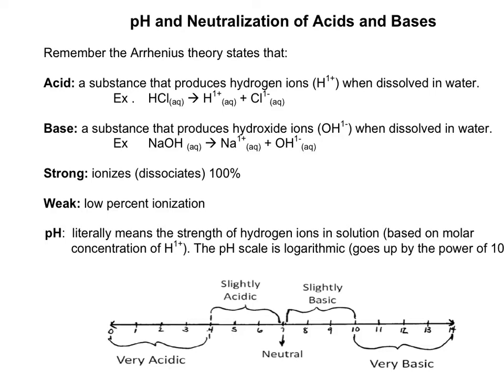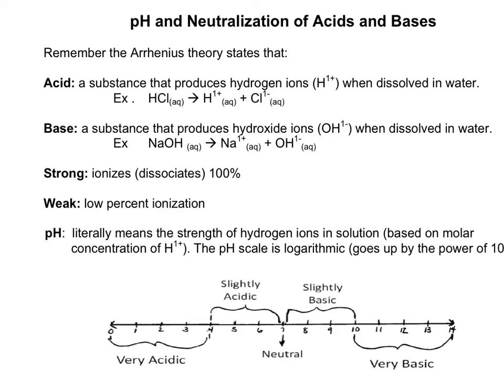It states that an acid is a substance that produces hydrogen ions, or H+, when put in water. Here's an example of an ionization equation that we were writing in Unit 2, where we have hydrochloric acid falling apart into H+ aqueous and Cl- aqueous.